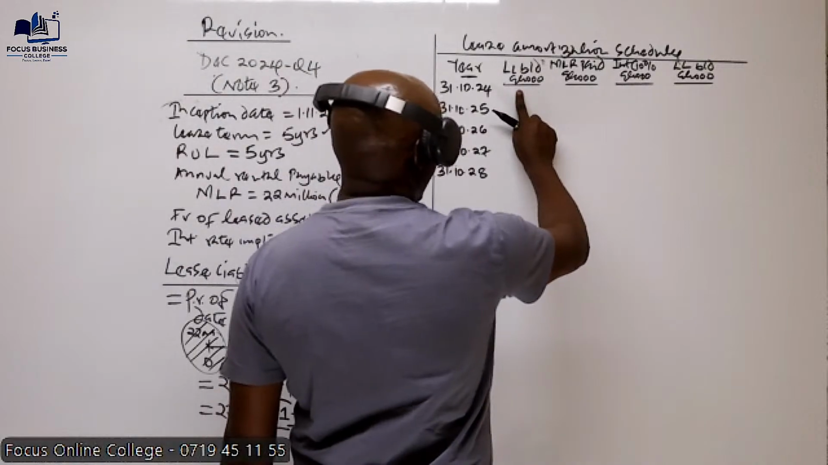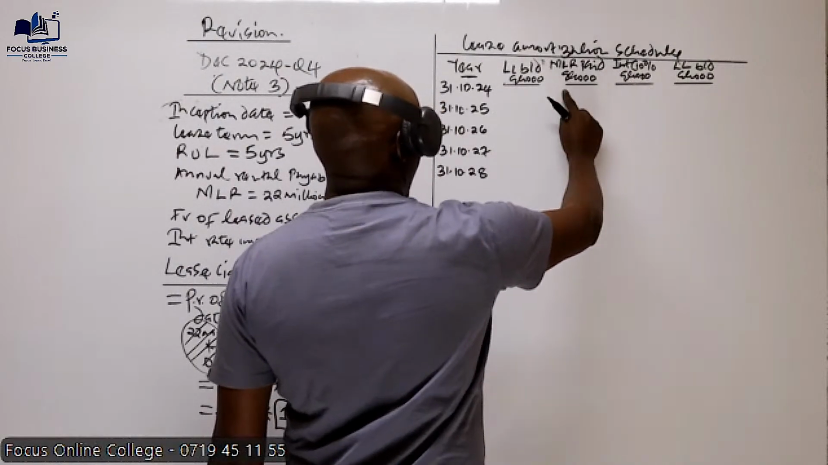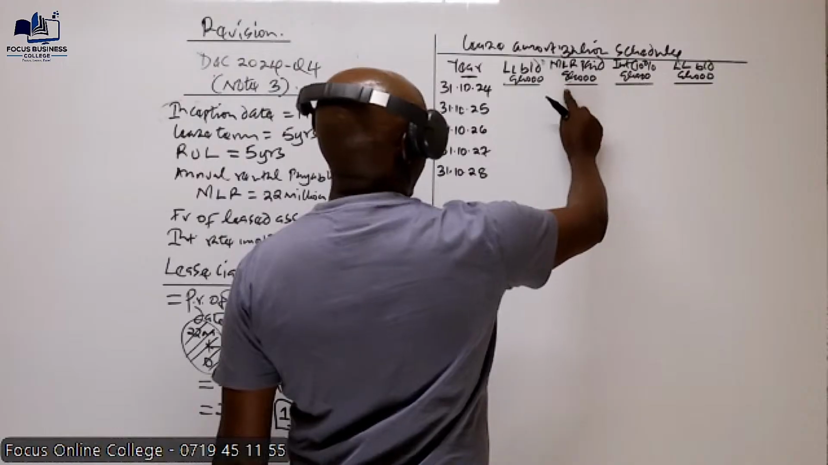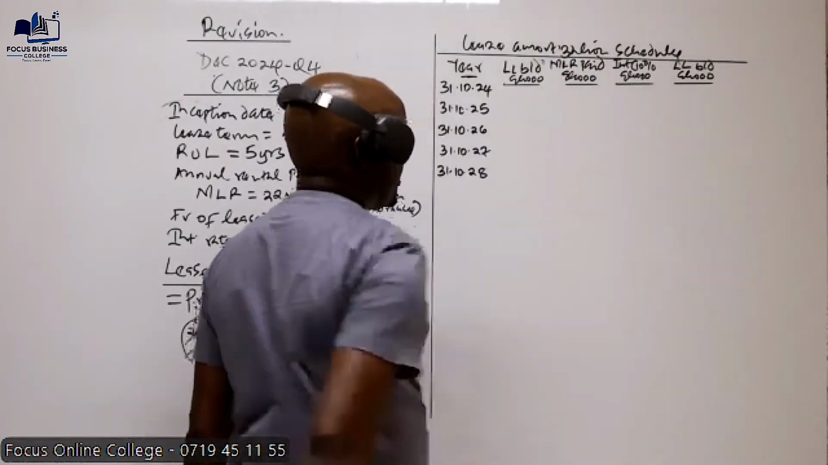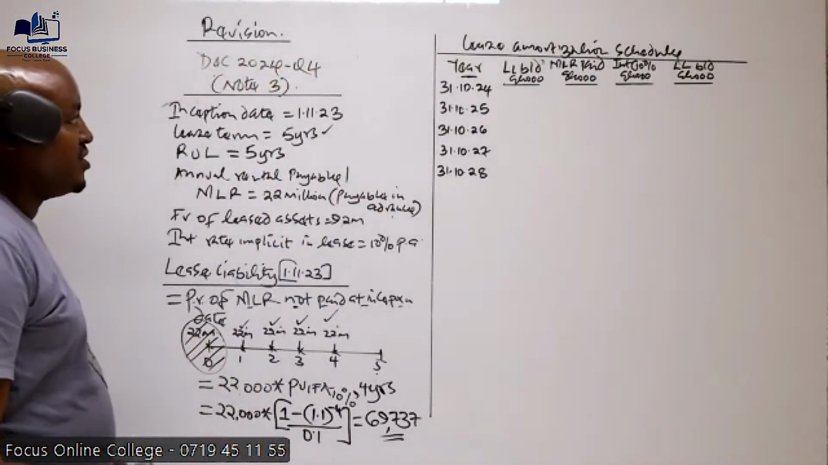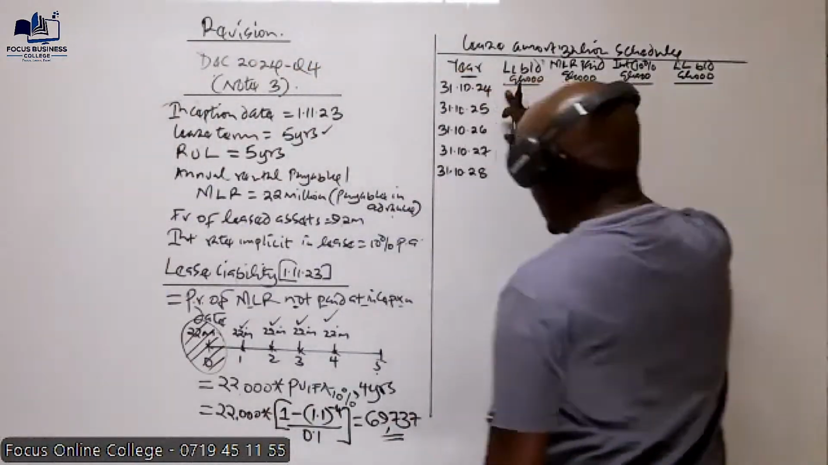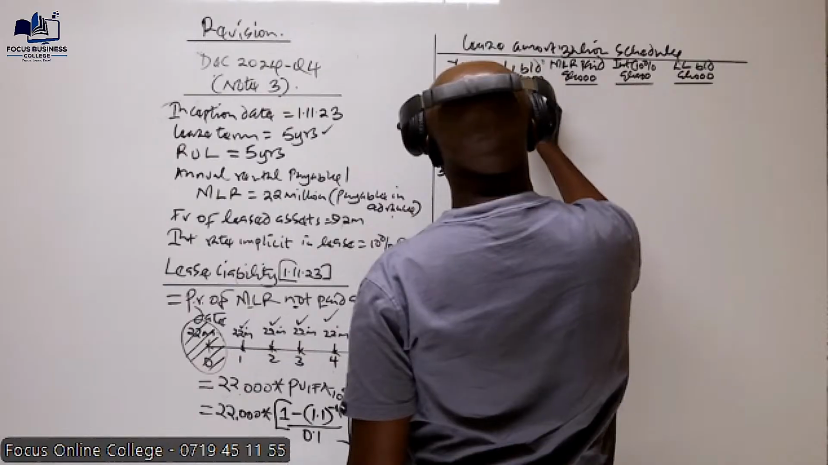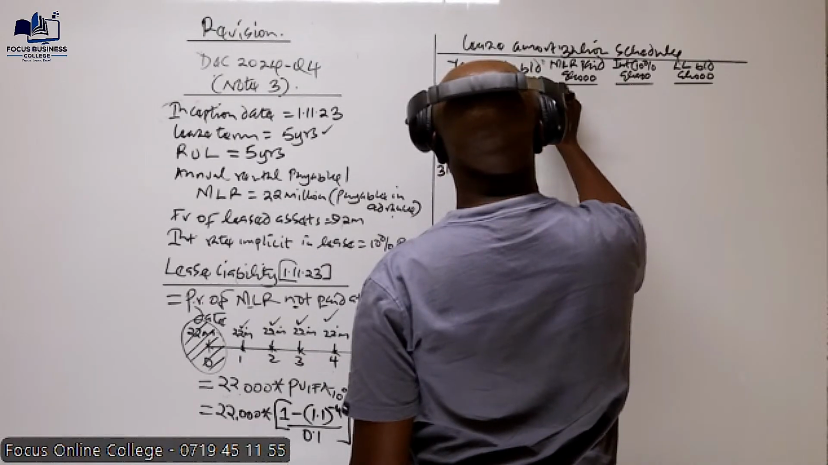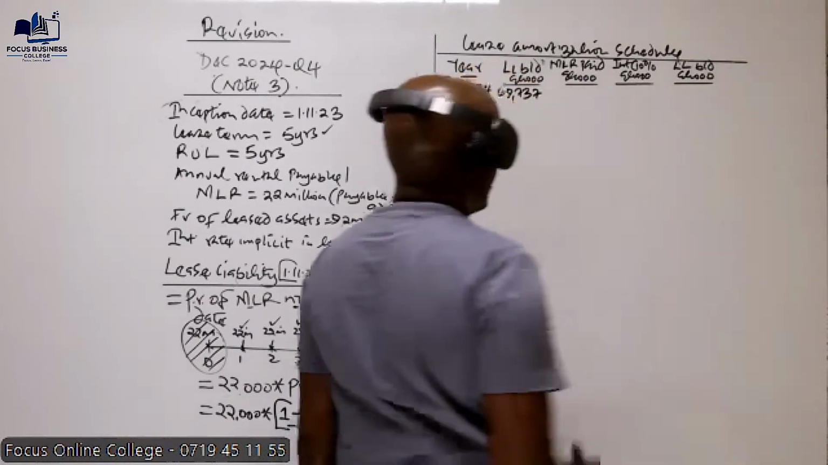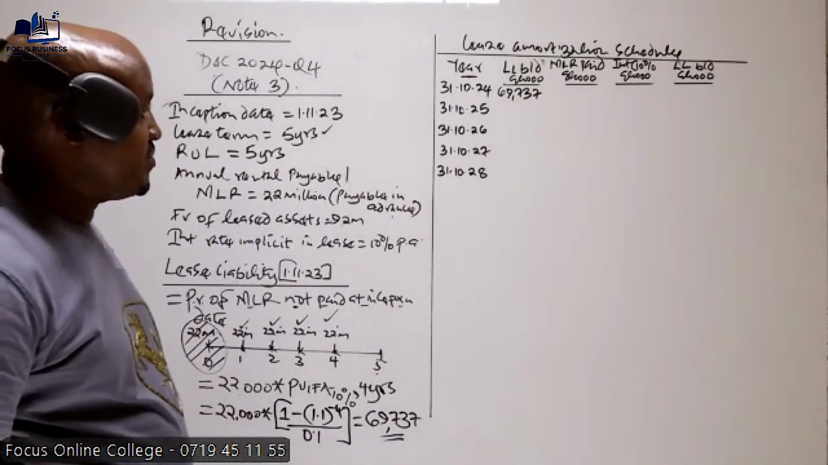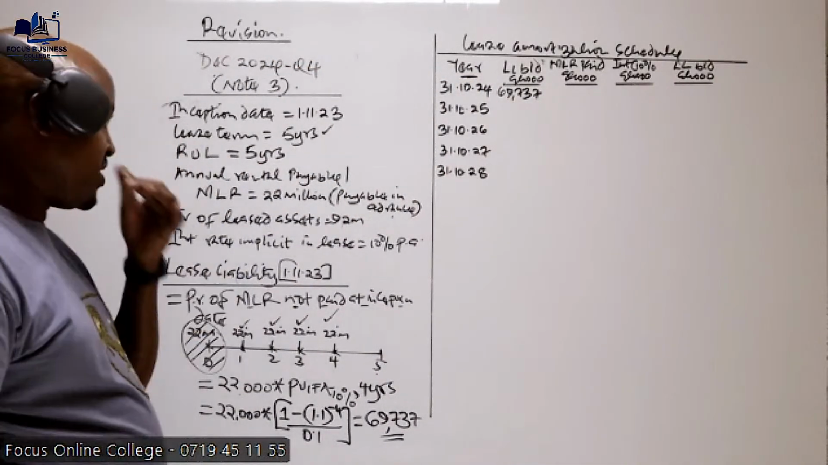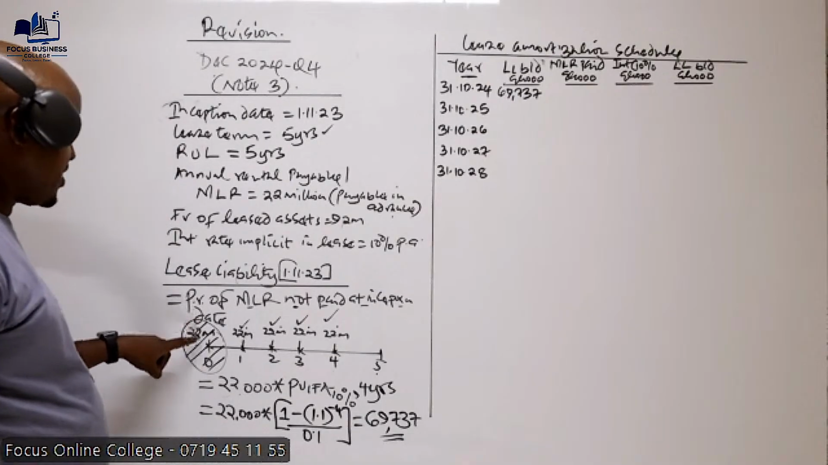We should have the lease liability, then these columns come here before this one, and then after interest, then we have the minimum lease rentals. Yes. So this liability at the start of year 1 is what you have computed here, 69,737. And then how much minimum lease rentals was paid at the start of year 1? The minimum lease rentals paid at the start of year 1 is 22 million.